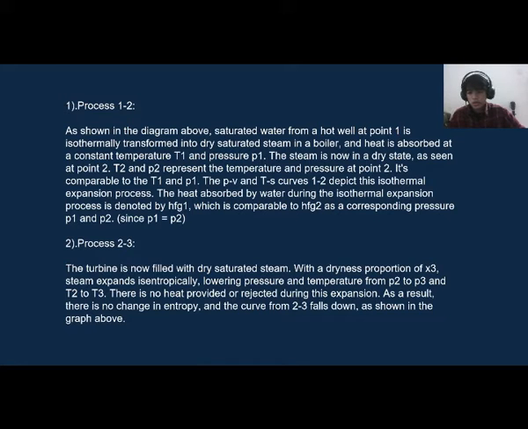Second, process 2-3. The turbine is now filled with dry saturated steam with a dryness fraction of x3. Steam expands isentropically, lowering pressure and temperature from P2 to P3 and T2 to T3. There is no heat provided or rejected during this expansion. As a result, there is no change in entropy, and the curve from 2-3 falls down as shown in the graph above.